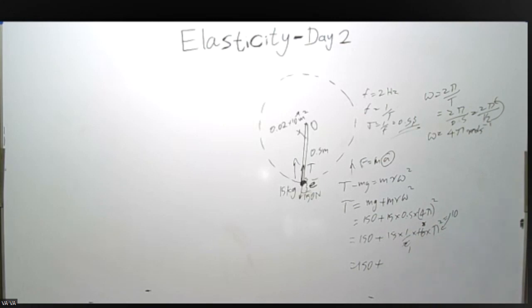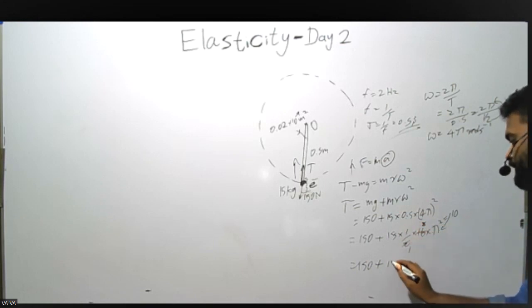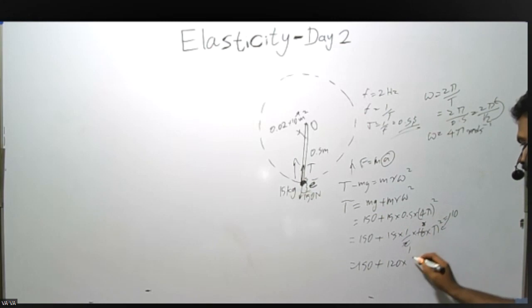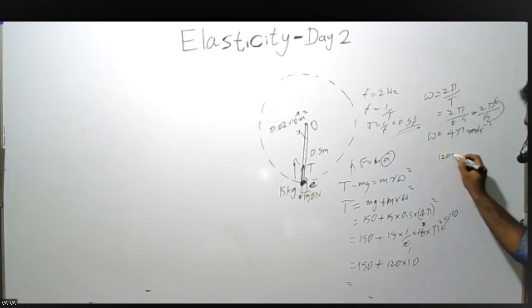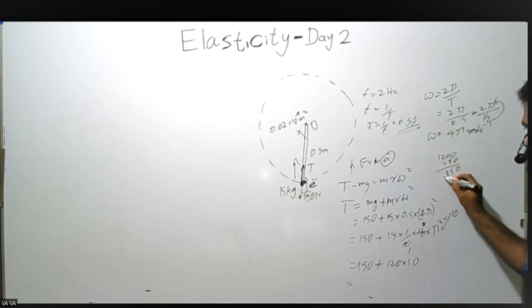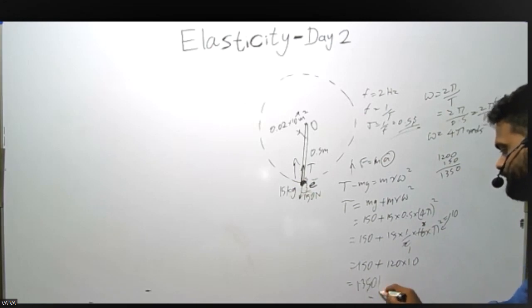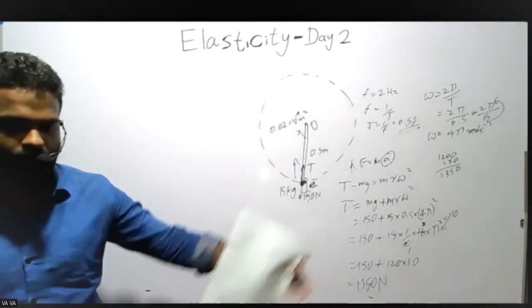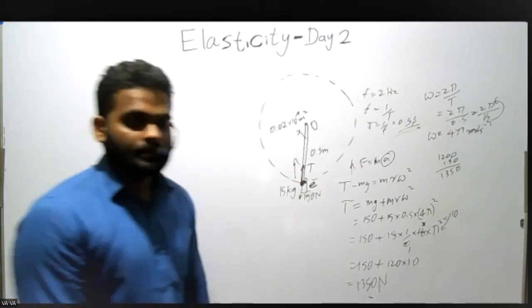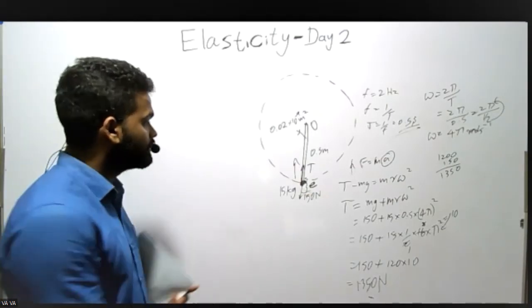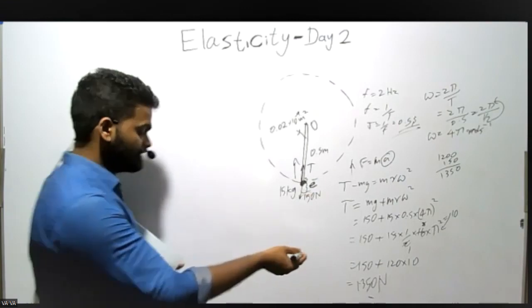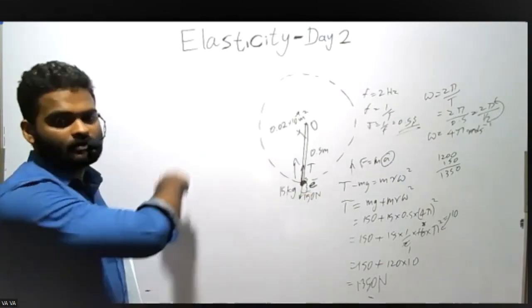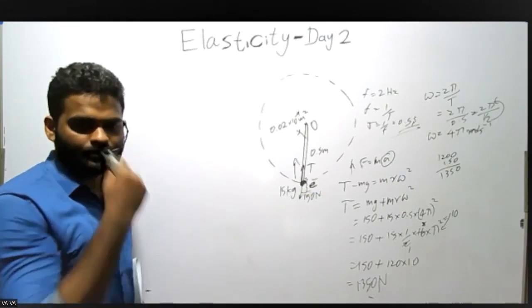8 times 15 is 120. 120 times 10, so 1200, plus 150, that is 1350 Newton. That is the tension inside the rod or the wire. First you have to find that. Then, in order to find what they ask, which is the extension, right? Then you have to go for the Young's modulus equation.